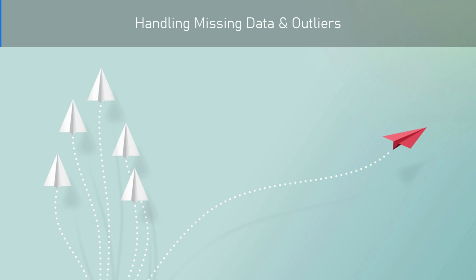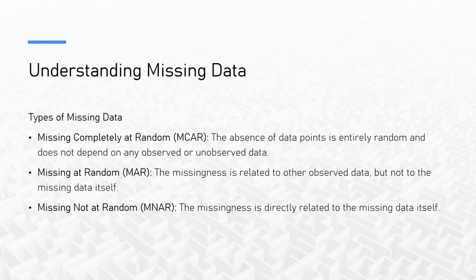Handling missing data and outliers is one of the most important steps in preparing a dataset. In this lecture, we'll talk about how to spot these issues, why they matter, and the practical ways we can fix or manage them. By the end, you'll know how to deal with incomplete information and unusual values, so your analysis stays reliable and accurate.